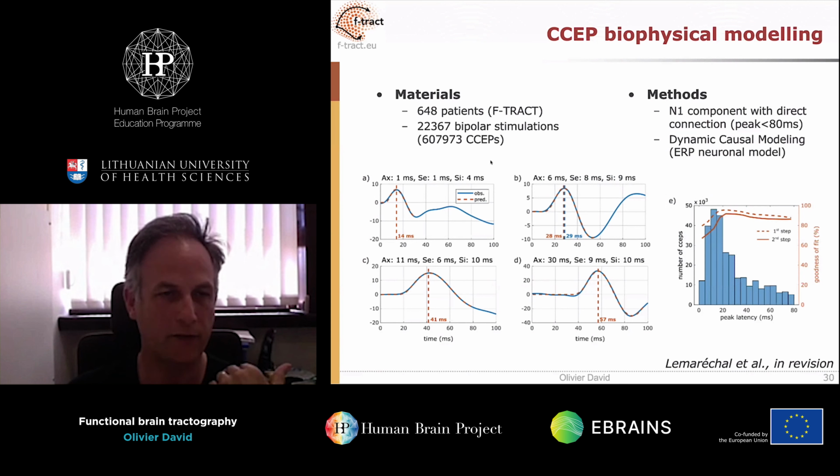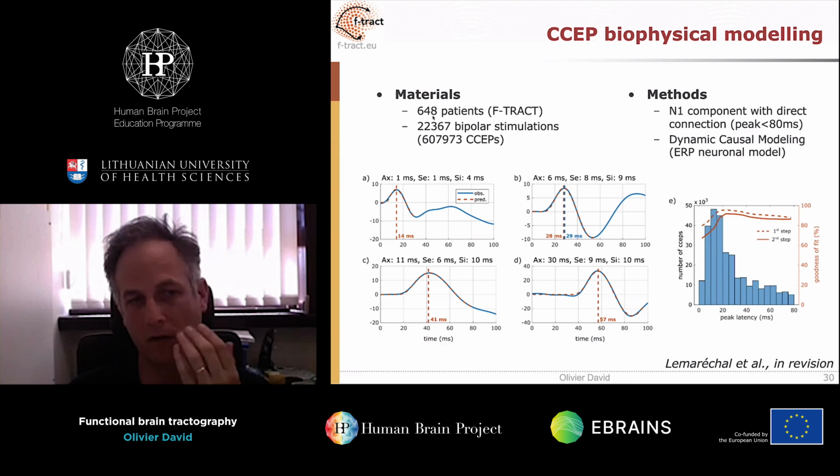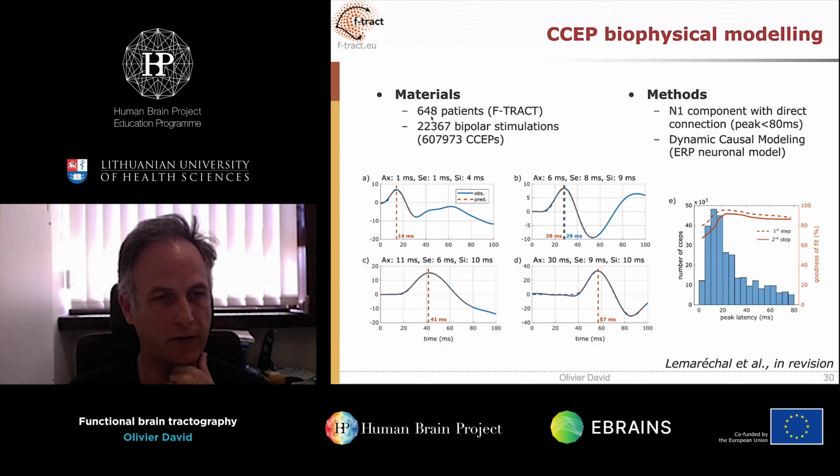And so we estimated those parameters in the F-TRACT database, 650 patients. For example, let's look at this response. In blue, it is the recorded response. In red, it is a fitted response of the model. And what you see on top here are the neuronal parameters estimated from the data.